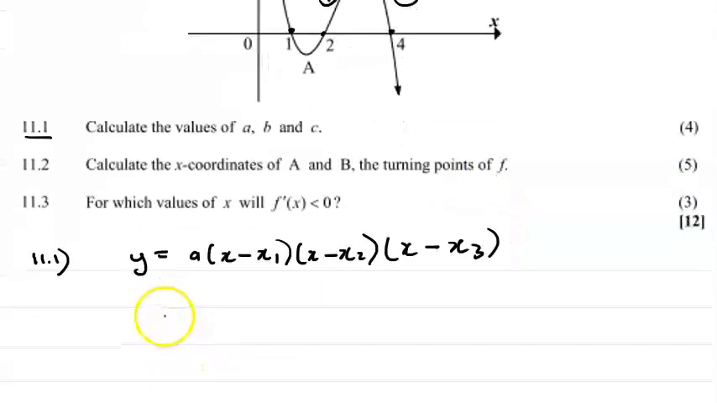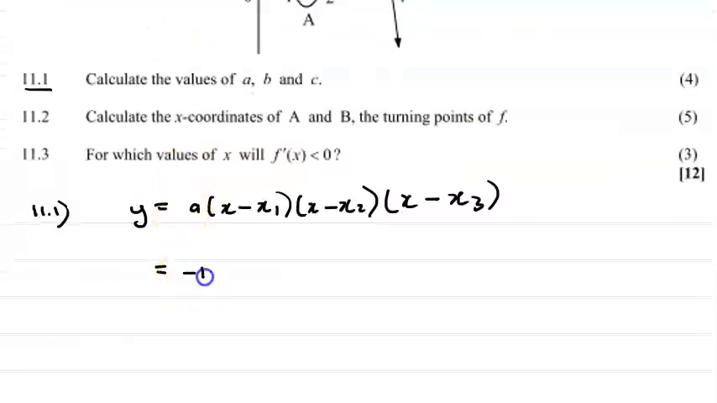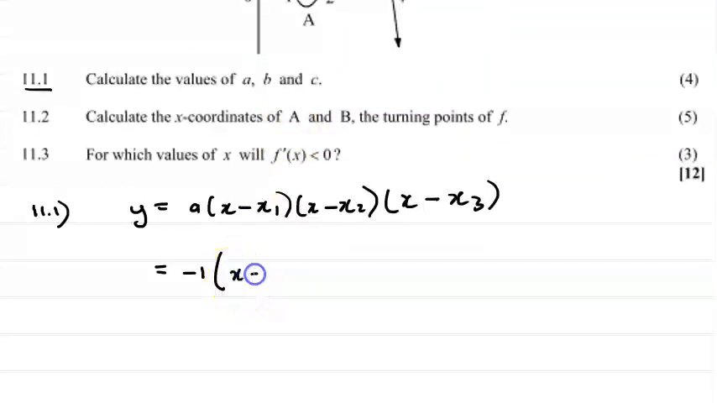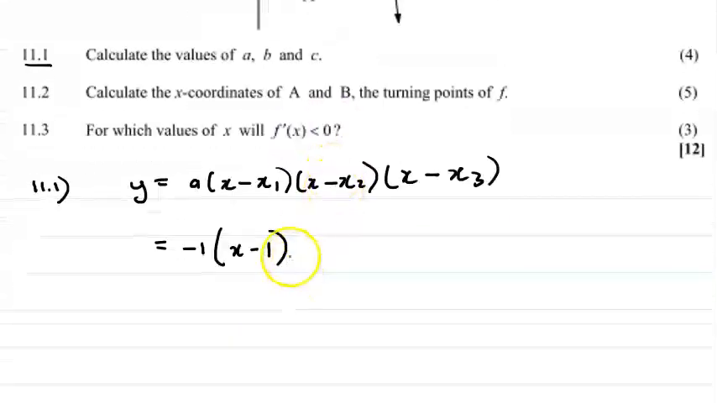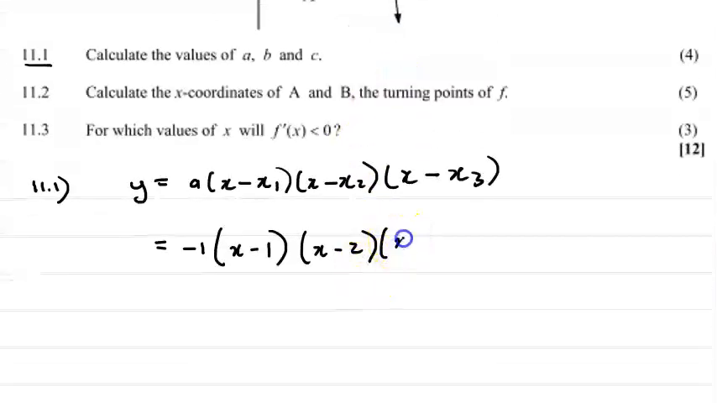So now, what we're going to do is substitute all our values. So a is negative 1, so we'll put minus 1 there. x minus x1, so x minus 1. Remember, the root is equal to 1, so the factor will be x minus 1. If you take that and solve for x, you'll get x equals 1. The root is 2, so the factor is x minus 2. The x-intercept is 4, so the factor is x minus 4.